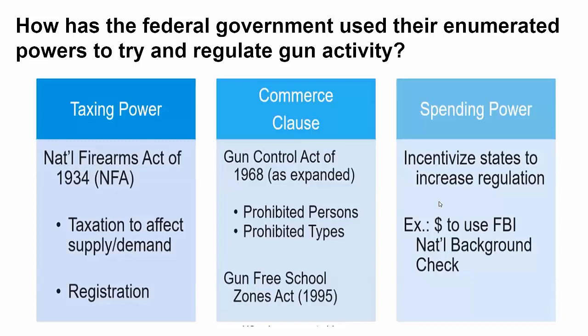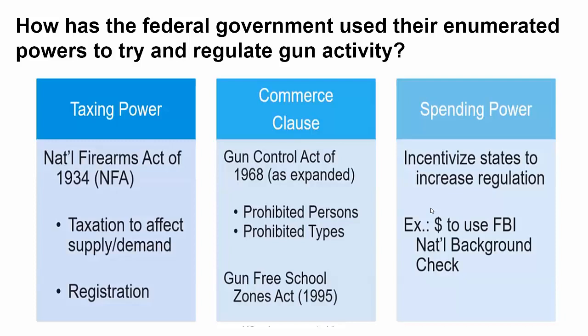First, the taxing power, right? They will apply taxes, for instance, to the purchase or sale of firearms, and that can be done to try to influence the supply or the demand of certain weapons. They also can apply registration fees and requirements as an additional, I guess you could say, burden to try to influence the amount of weapons that are available.